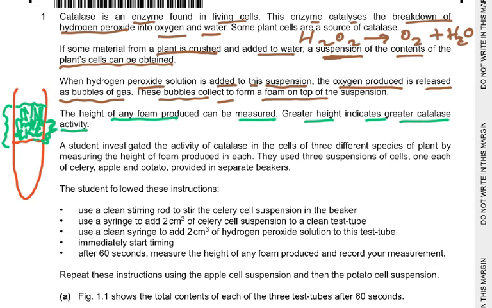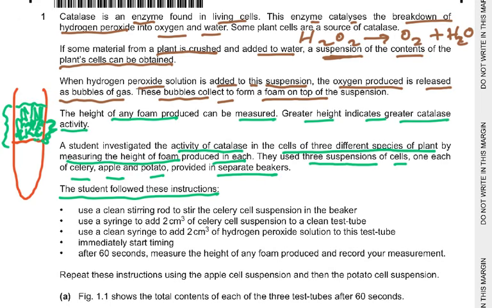A student investigated the activity of catalase in the cells of 3 different species of plant by measuring the height of foam produced in each. They used 3 suspensions of cells, one each of celery, apple, and potato. So 3 different plants provided in separate beakers. The student followed these instructions.